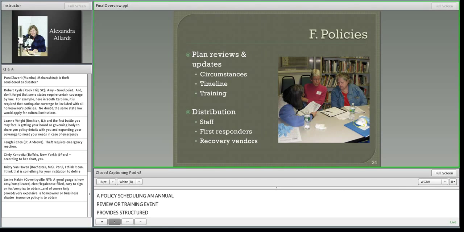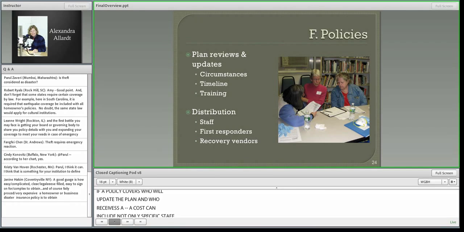This can include not only specific staff tasked with response and recovery responsibilities, but it could be your local fire department, emergency management agency, and on occasion your recovery contractors if you are very clear as to what your priority collections really are.